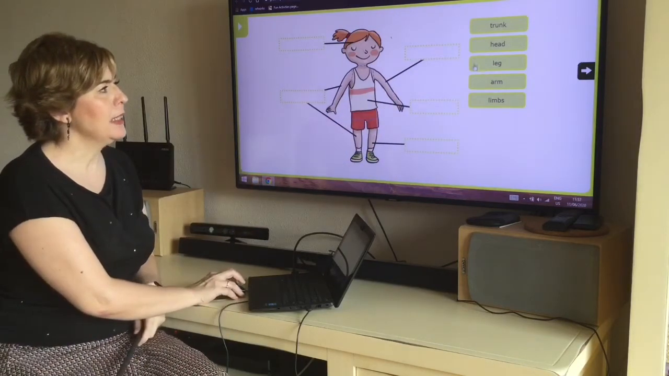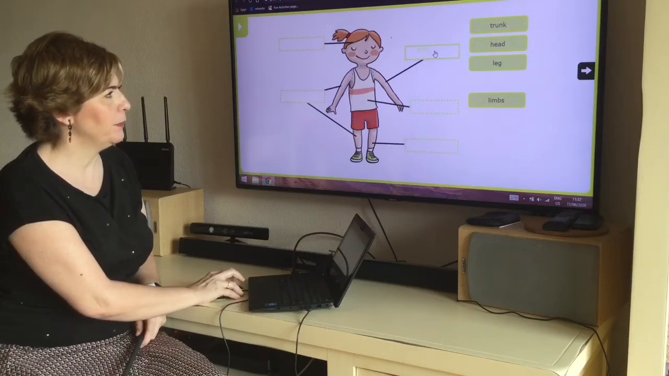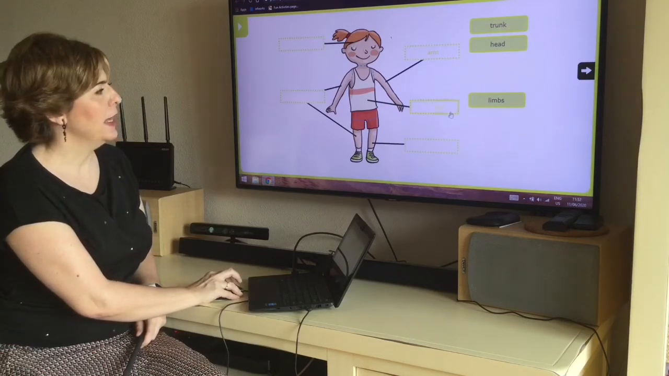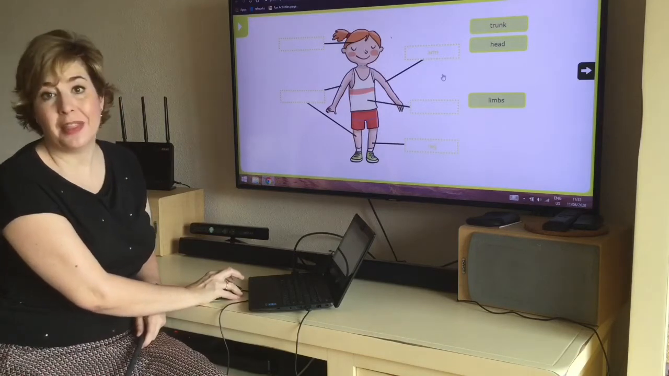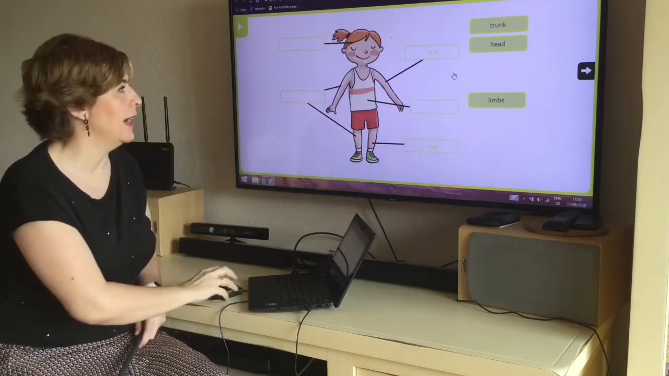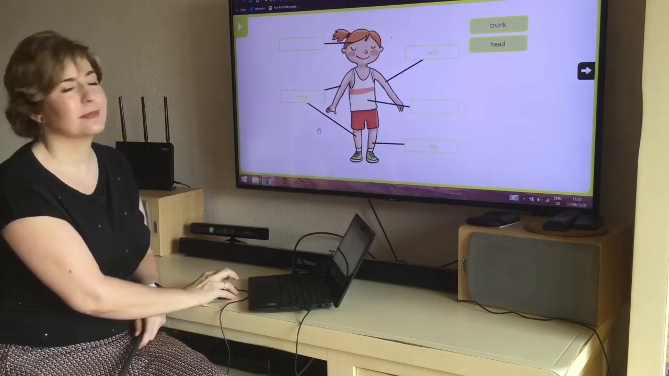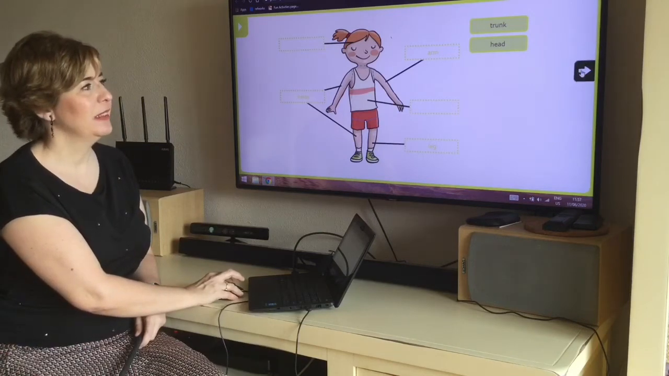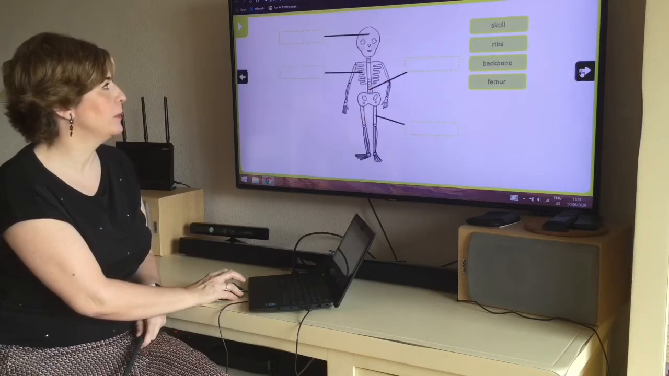Okay, I tell you, the arms are these. Arm. The legs are these. Leg. And the limbs are both. The arms and the legs are limbs. Limbs. Is that clear? Let's go to another activity to revise the bones.